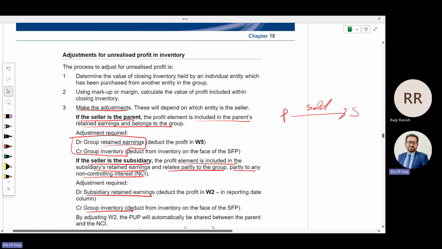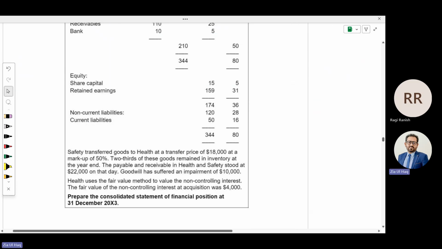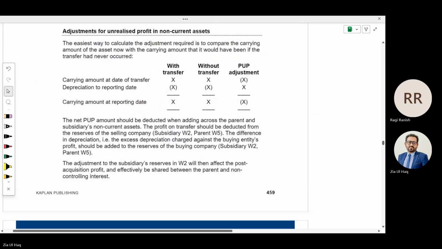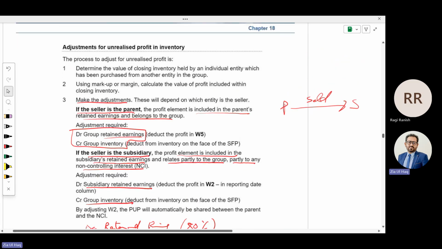If the seller is a parent company, how can we eliminate unrealized profit? Debit group retained earnings, credit inventory. But if the seller is the subsidiary, in that case we need to record the accounting entry: debit subsidiary retained earnings, debit non-controlling interest, and credit inventory. And that's it. Remaining we'll discuss in the next lecture.